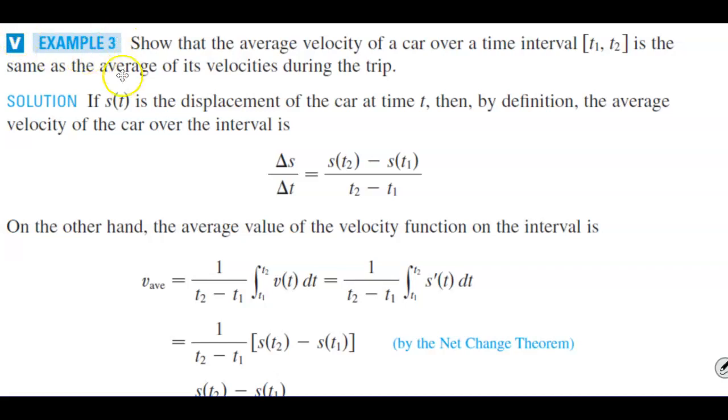Now for example number 3, we want to show that the average velocity of a car over a time interval from t1 to t2 is the same as the average of its velocities during the trip. The solution would state that if s of t is the displacement of the car at time t, then by definition the average velocity of the car over the interval is delta s divided by delta t.